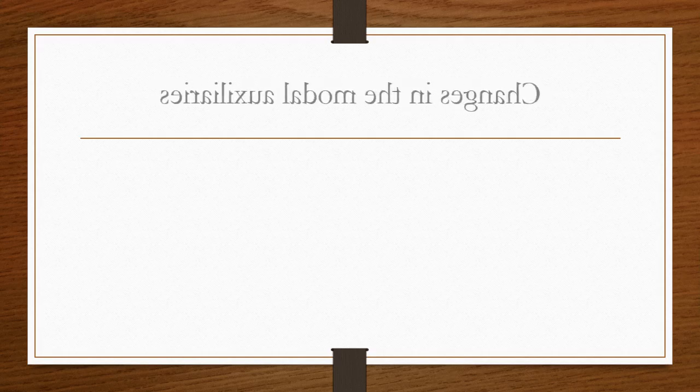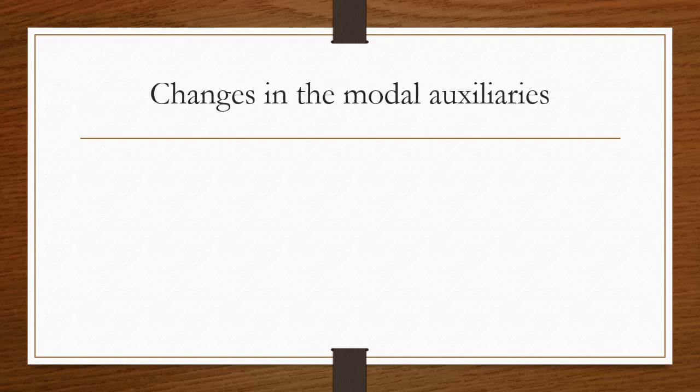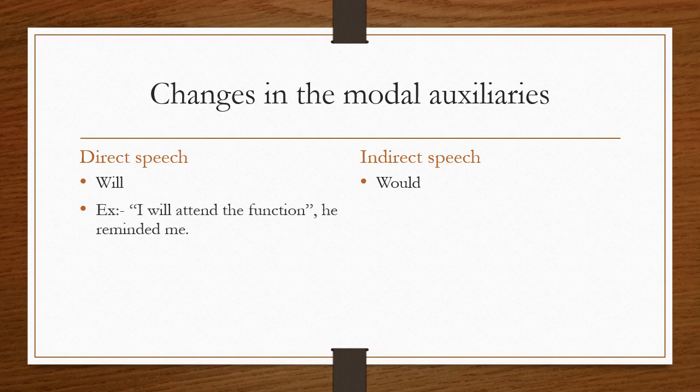Now, let's see how there is a change if modal auxiliaries are used in direct and indirect speech. If it is will, in indirect speech, it would become would. Example, "I will attend the function." He reminded me that he would attend the function. Again, here the reporting verb is in past tense. That is why there are so many changes.